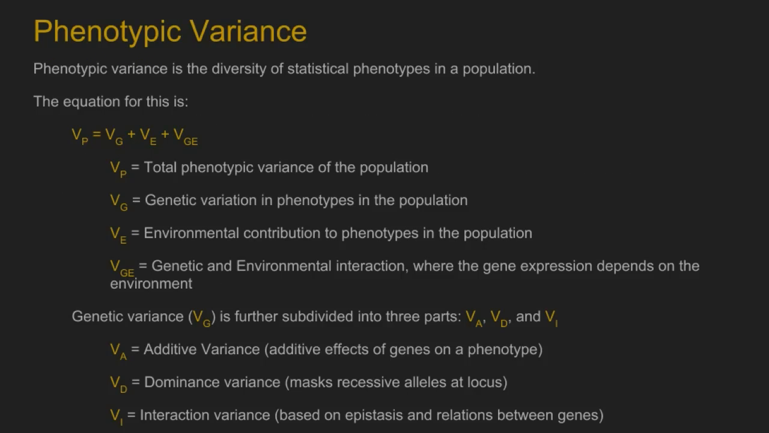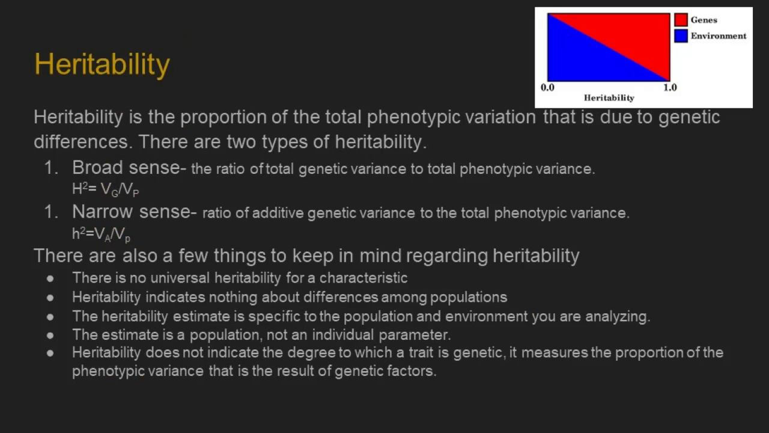Phenotypic variance is the diversity of statistical phenotypes in a population. The equation is total phenotypic variance equals genetic variation plus environmental contribution plus genetic and environmental interaction, where gene expression depends on the environment. Genetic variance is further divided into three parts: additive variance, or additive effects of genes on a phenotype; dominance variance, which masks recessive alleles at a locus; and interaction variance, which is based on epistasis and relations between genes.